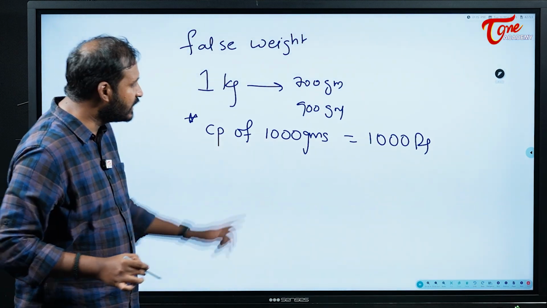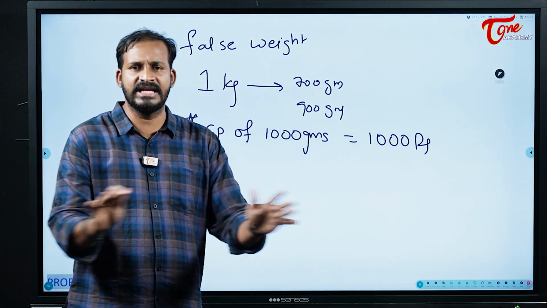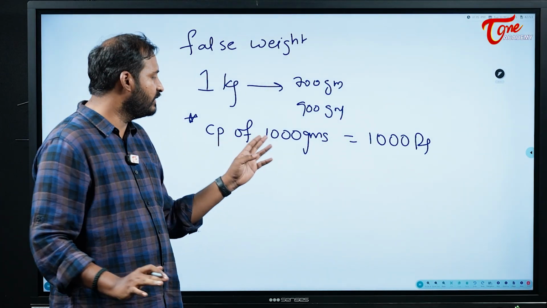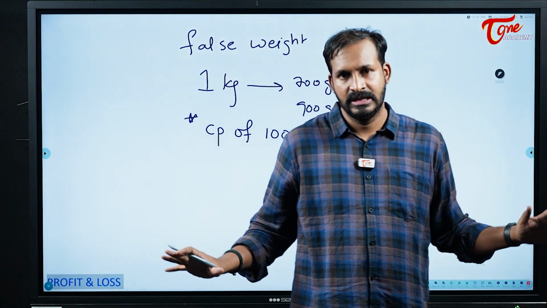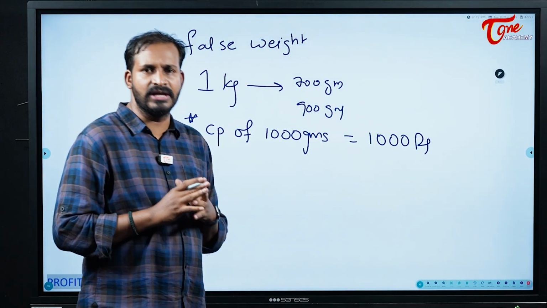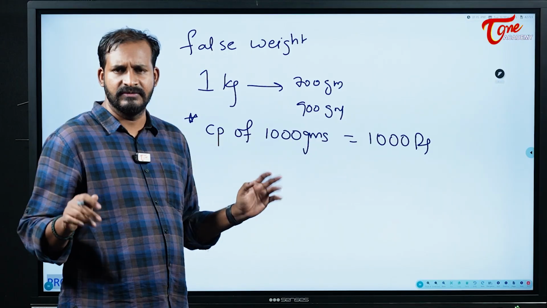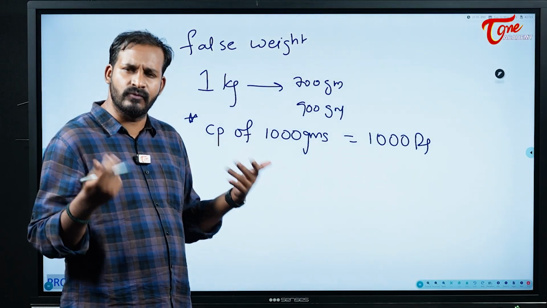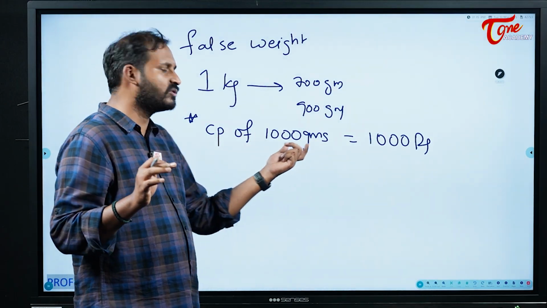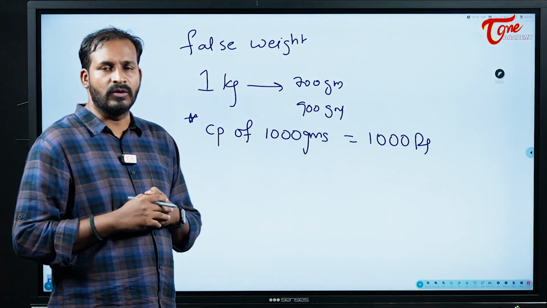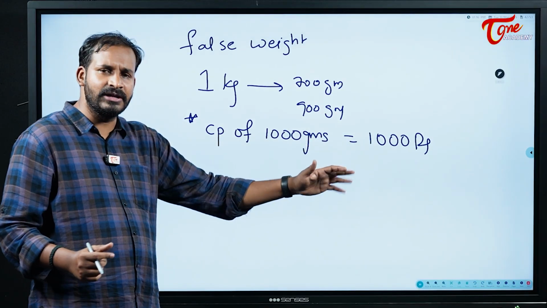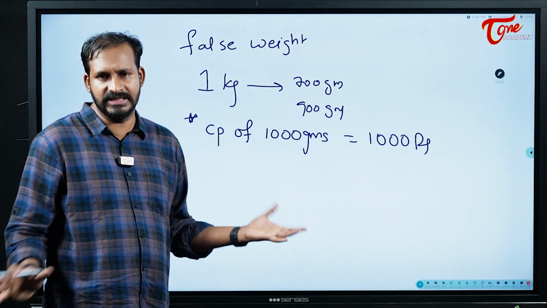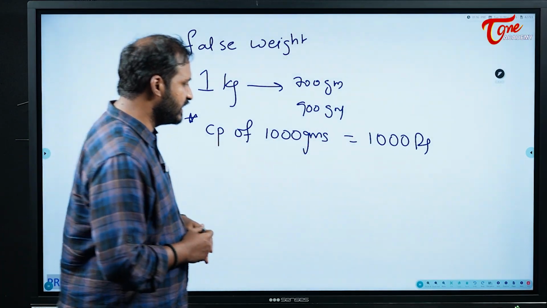Why? Because 1 gram is equal to 1 rupee. For easier calculation and easier understanding, we will take the cost price of 1000 grams as 1000 rupees. This is a standard value we will take for anything, whether it is rice, sugar, fruits, whatever it may be. You can take any value, but if you take 1000 and 1000, it will be easy. That is the reason.